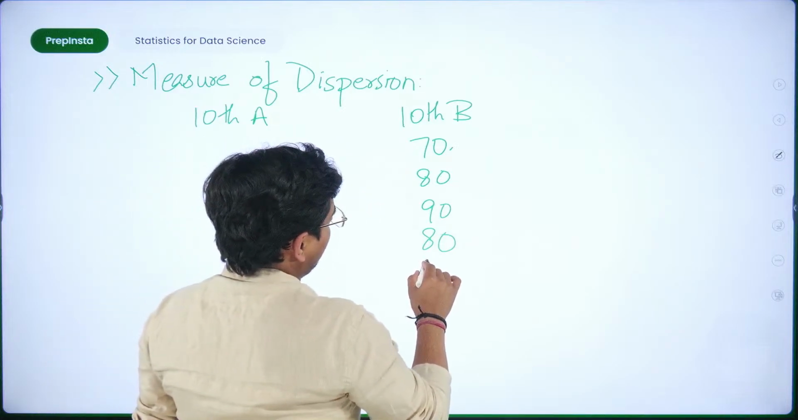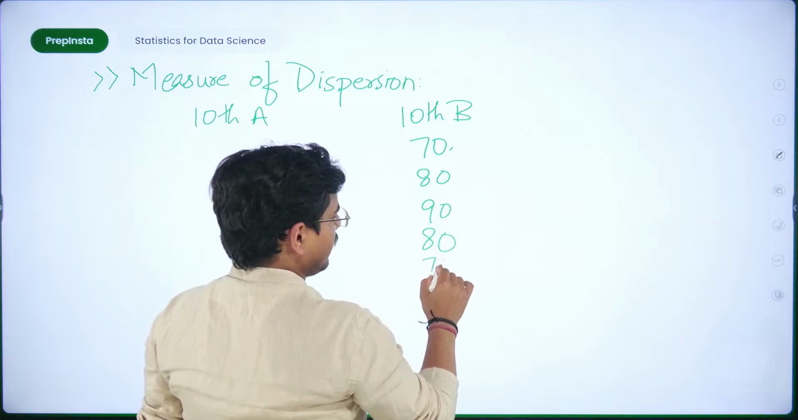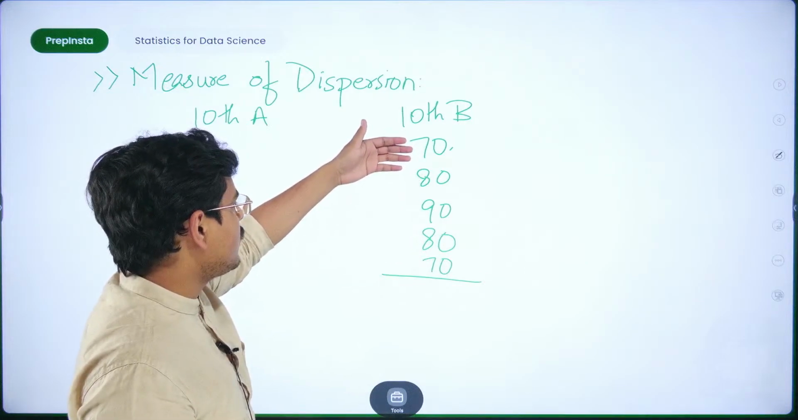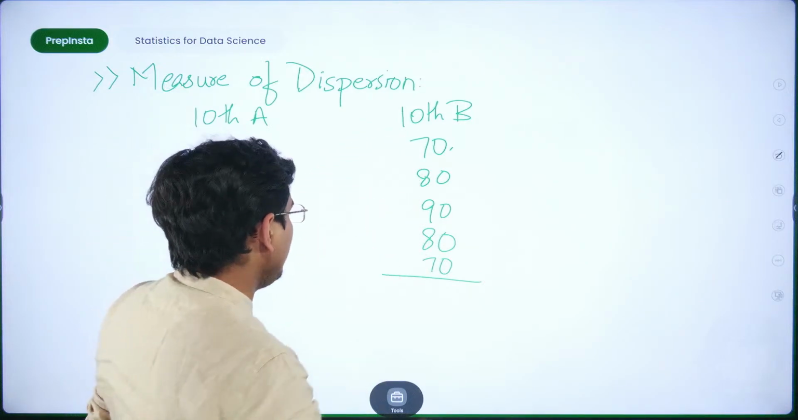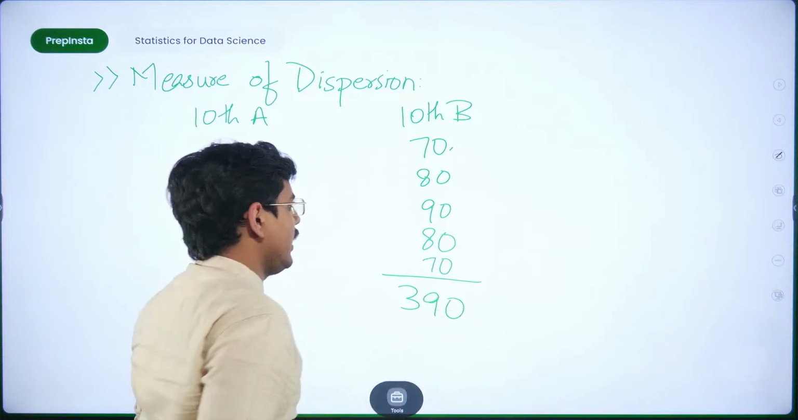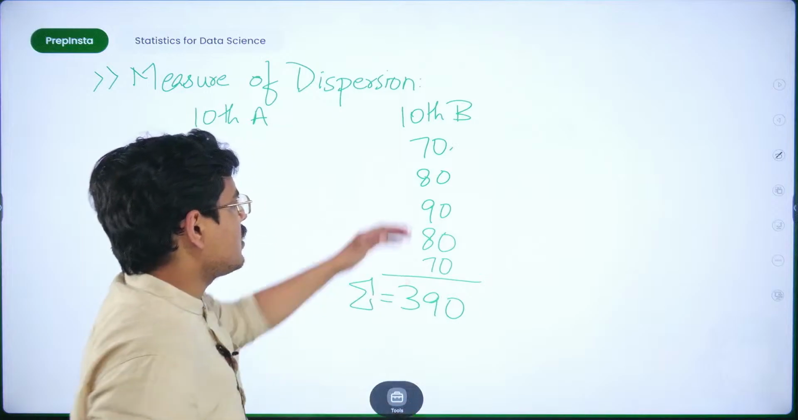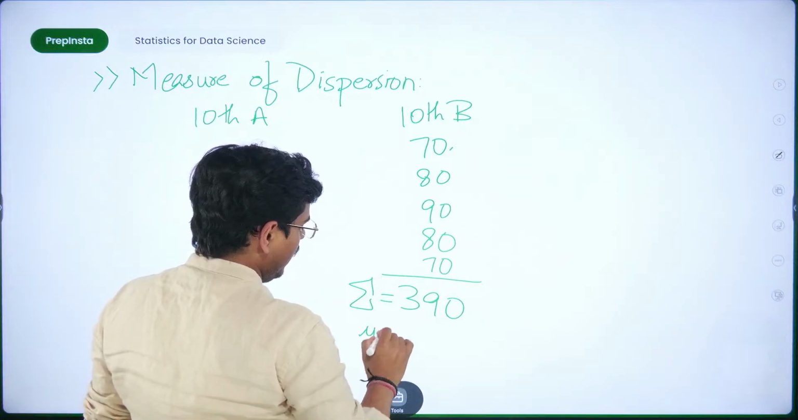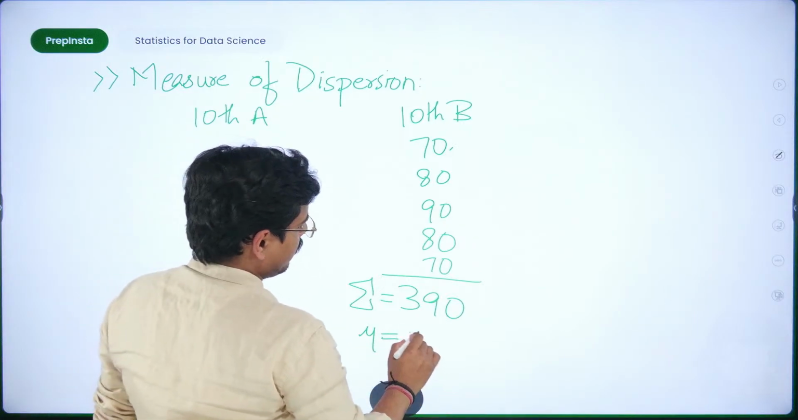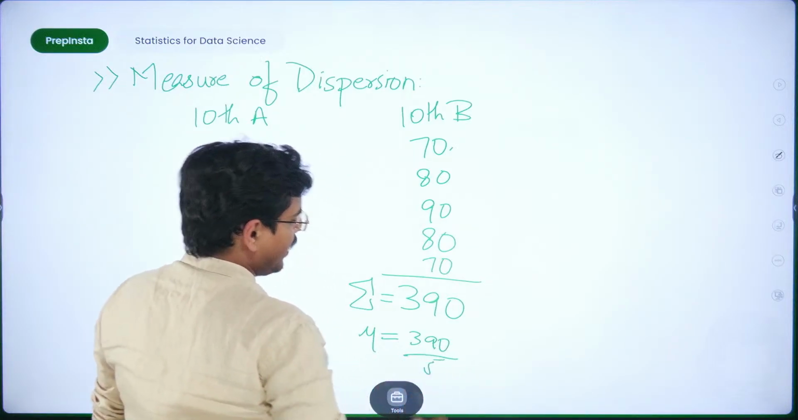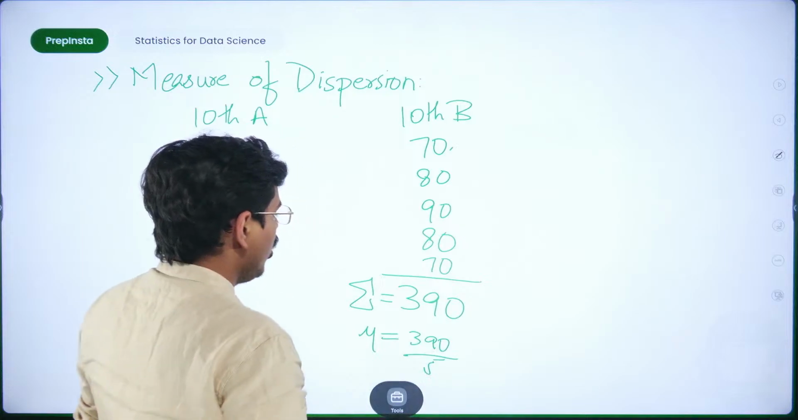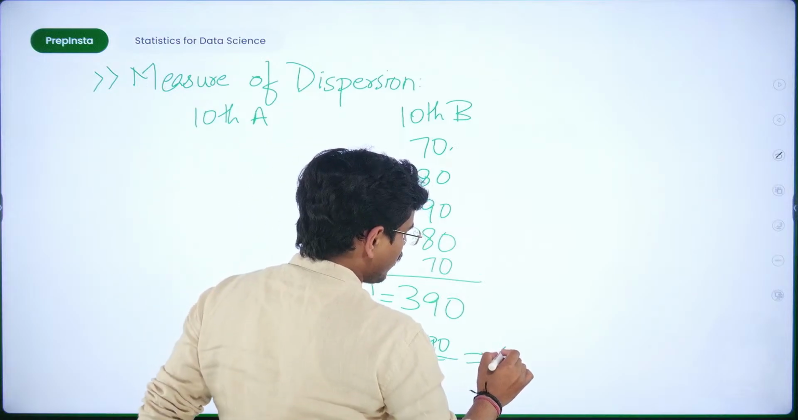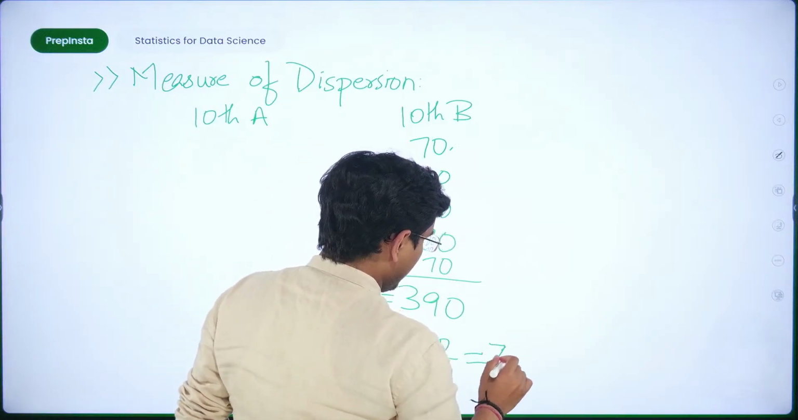Then somebody can again score somewhere around 70. So what would be the final sum of all these? 80 plus 70 is 150, 150, 150, 300, 300 and 390. So basically the summation of it is 390. And if I calculate its mean, what would I receive? 390 divided by 5. When I try calculating 390 by 5, what would it deliver? 5 7s are 35 and then 5 8s are 40.